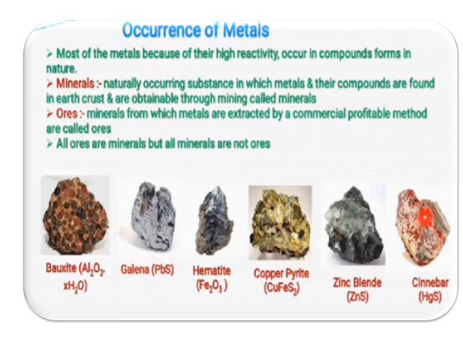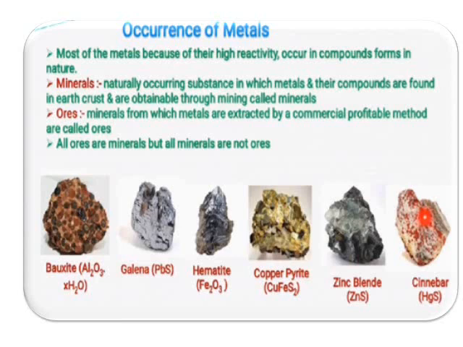Now let us pass on to the next topic, occurrence of metals. The Earth's crust is the major source of metals. Seawater also contains soluble salts like sodium chloride, magnesium chloride, etc. The elements or compounds which occur naturally in the earth crust are known as minerals. Those minerals from which metals can be extracted profitably are called ores. So now you know the definition, very important.